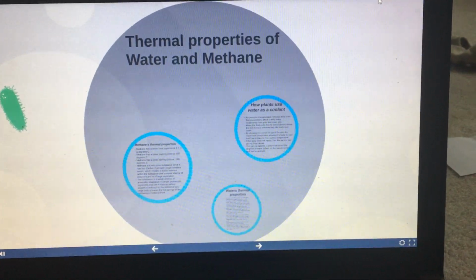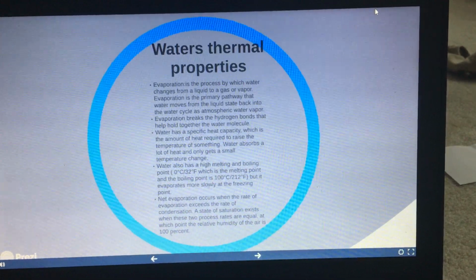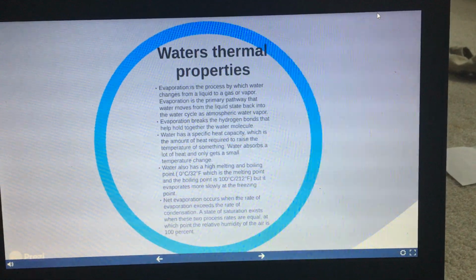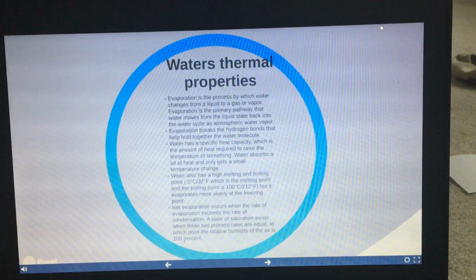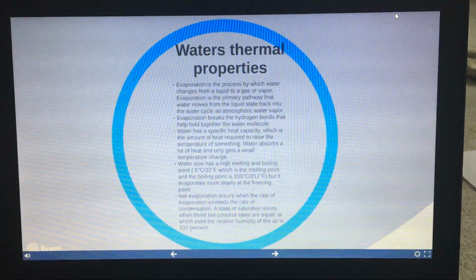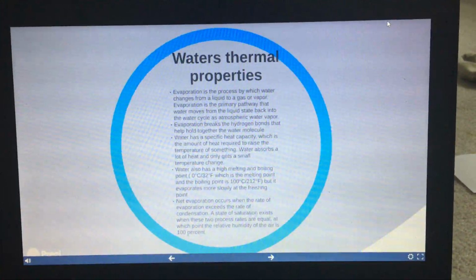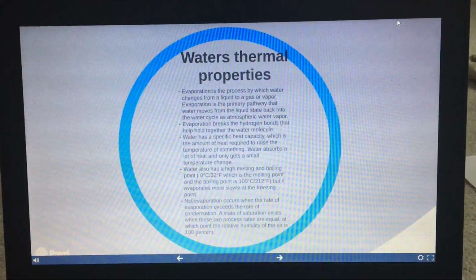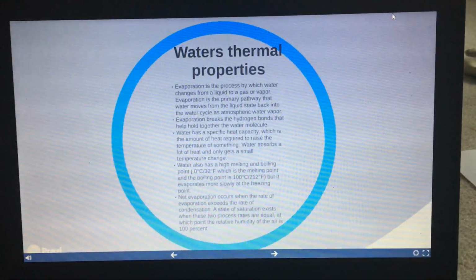Thermal properties of water and methane. Water's thermal properties. Evaporation is the process by which water changes from a liquid to a gas or a vapor. Evaporation is a primary pathway that water moves from the liquid state back to the water cycle as atmospheric water vapor. Evaporation breaks the hydrogen bonds that help hold together the water molecule. Water has a specific heat capacity, which is the amount of heat required to raise the temperature of something.